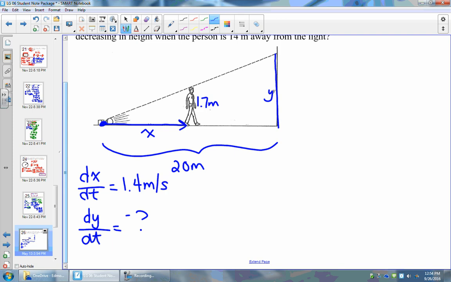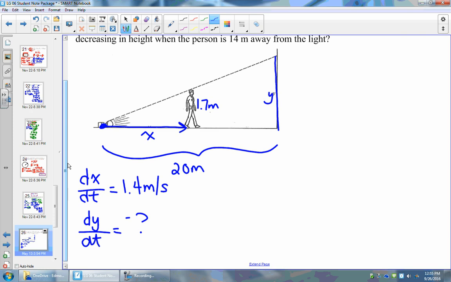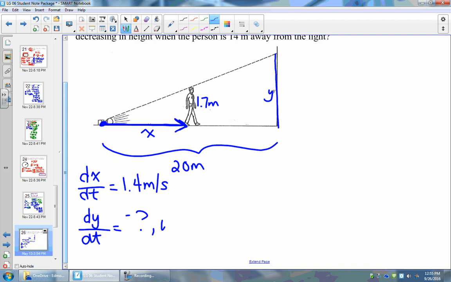So that's one way of just checking to make sure that we're getting it right. And then it's asking, at what rate is it decreasing when the person is 14 meters away from the light? So that's talking about x. So this is when x is equal to 14. Now remember, that we can use after we take our derivative.